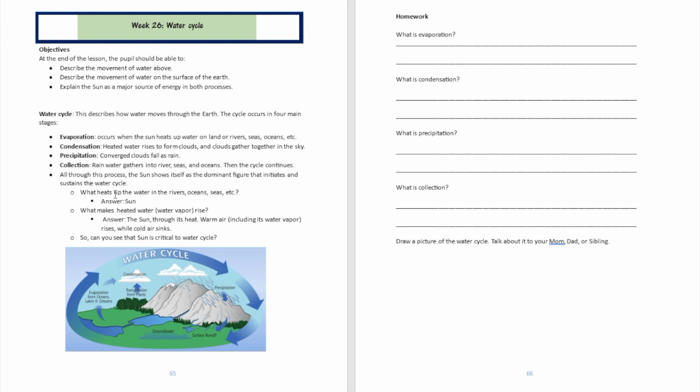So, quick question for you here: what heats up the water in the rivers, oceans, and the seas? Well, the answer is going to be the sun. What makes heated water rise? Well, it's going to be the sun as well through its heat. So you can see that the sun is really critical to the water cycle. So when the sun heats up the water, it's going to evaporate, but what's going to make it rise? It's still the sun, all right? Because warm air will rise and cold air is going to sink. So the sun is a very critical component, a critical player in our water cycle.